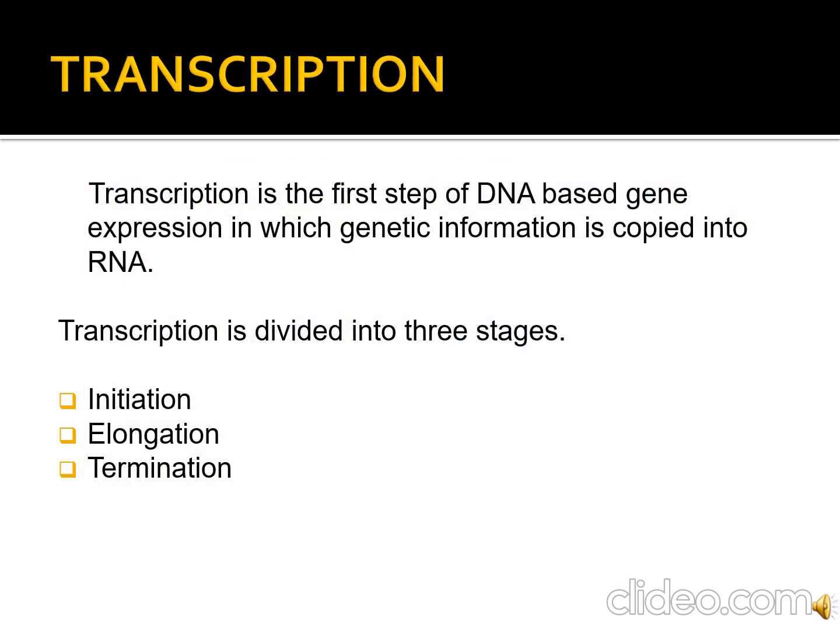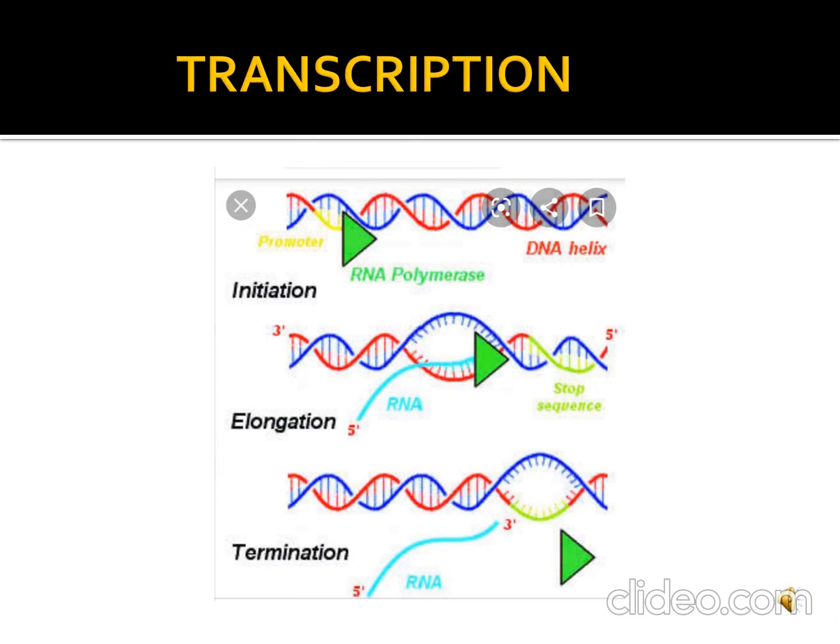The first step of gene expression is transcription, in which the genetic information is copied from DNA to RNA. Transcription is divided into three stages: initiation, elongation, and termination. Here is the diagrammatic representation of the three stages of RNA synthesis.